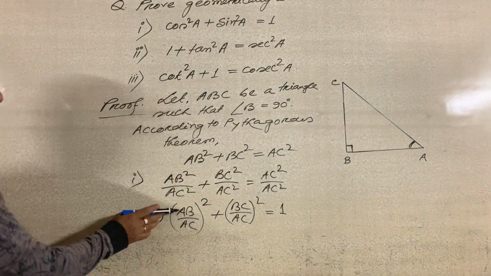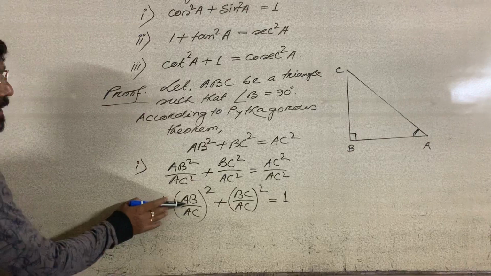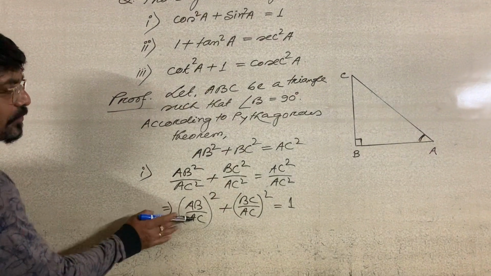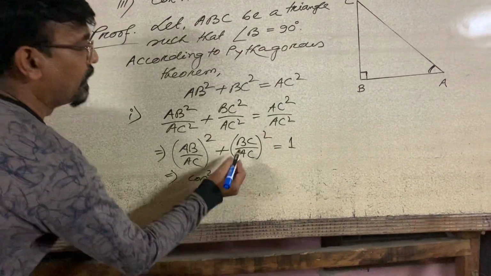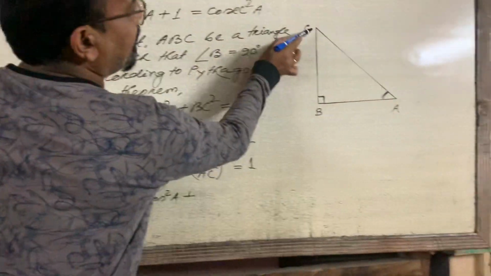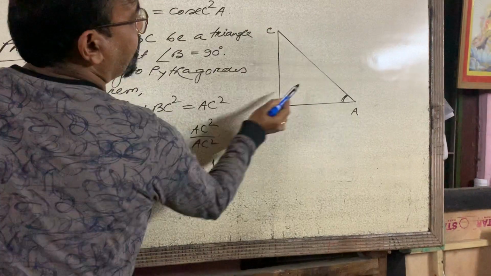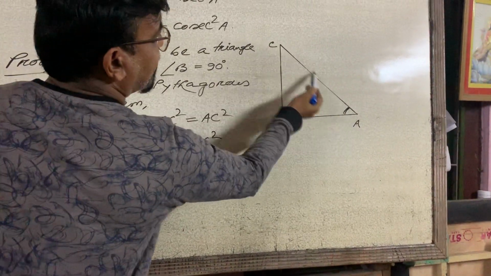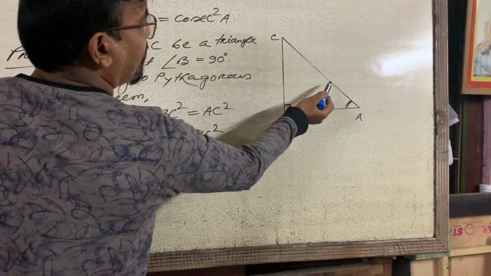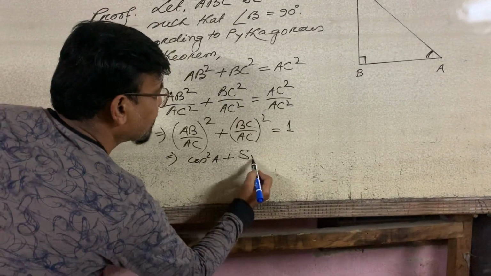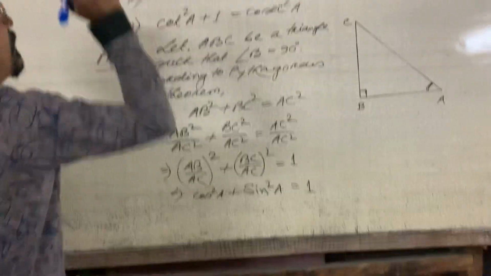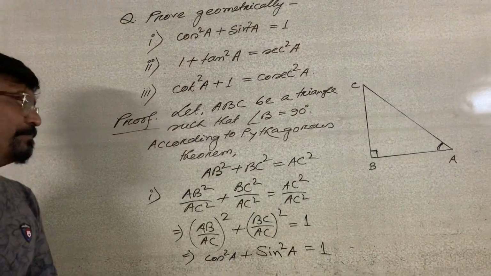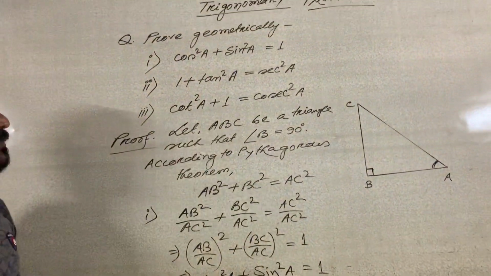We all know AB by AC is cos, base by hypotenuse, so it will be cos square A plus BC by AC. BC is perpendicular, AC is hypotenuse. Perpendicular by hypotenuse is sine, so we are getting sine square A is equal to 1, and that's our number 1 proof.